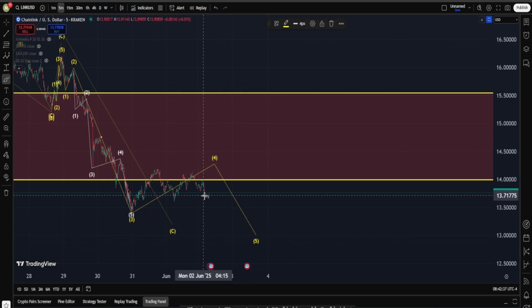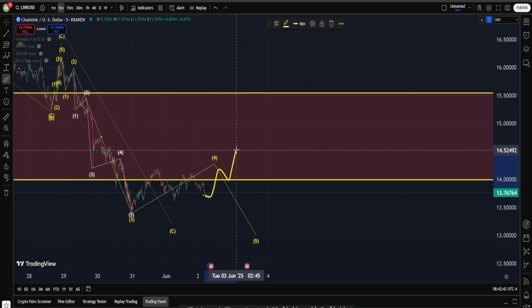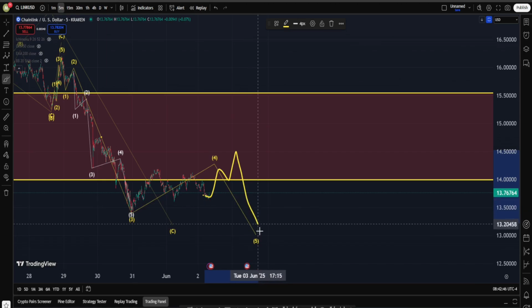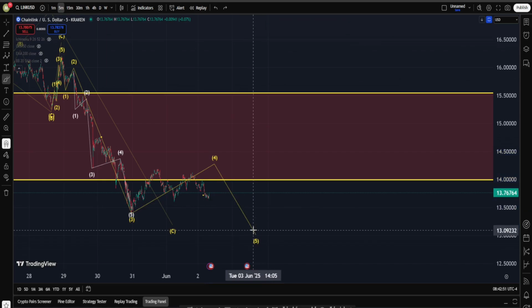And again, even if we get something like this, yet another move up, I'm not really going to rush into anything. Most likely, this is part of a correction, suggesting after it, we are going to have the move down that we expect at the moment. And I hope I explained everything well and you understood what is going on in Chainlink's chart.